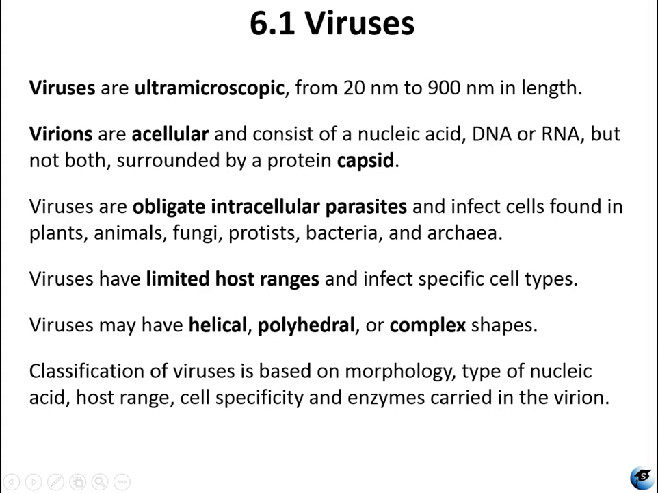Viruses are ultra microscopic, which is a fancy word for very, very, very small. Viruses are measured in nanometers. So we're familiar with millimeters, centimeters, micrometers. Viruses are measured in nanometers. Very, very small. Virions are acellular. They consist of either DNA or RNA, but never both. See, humans, we have both. Viruses and virions do not. And they're surrounded by a protein capsid.